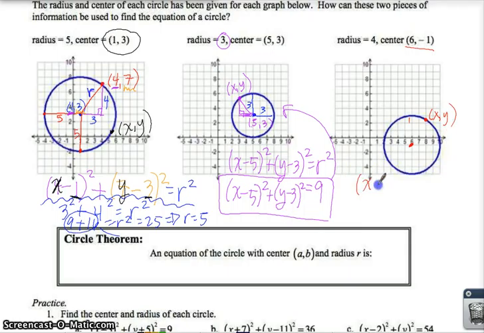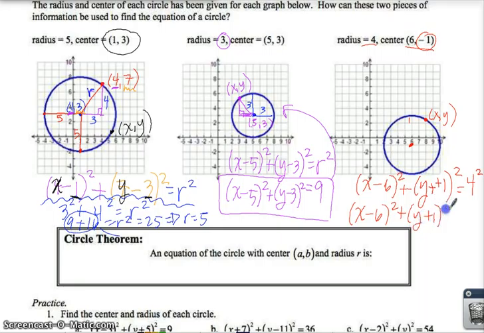It would be x minus the x value of the center, squared, plus y minus the y value of the center, but a double negative changes it into a positive. So I'm just going to put y plus 1, the quantity squared, and that equals my radius squared. So the equation of this particular circle is (x - 6) squared plus (y + 1) squared equals 16.